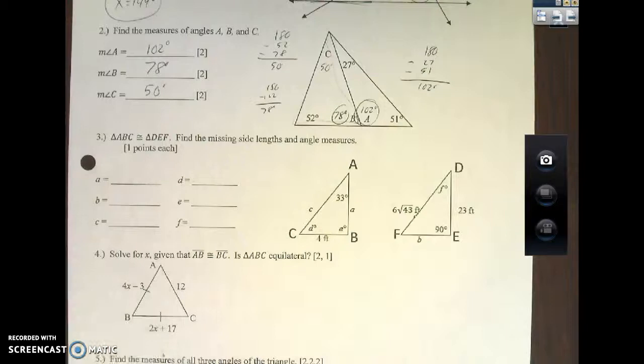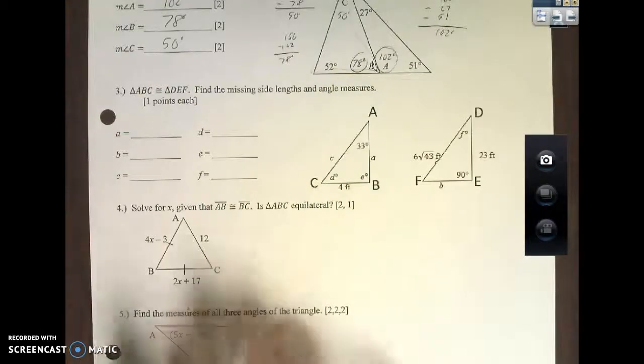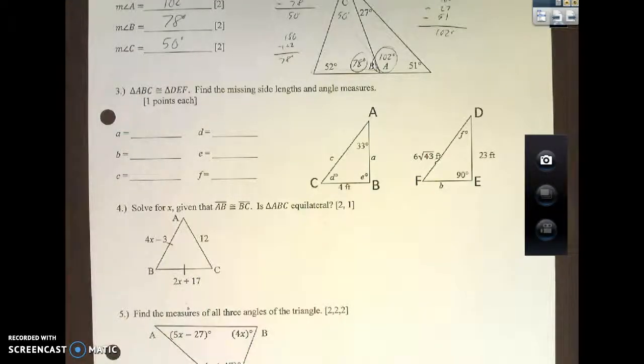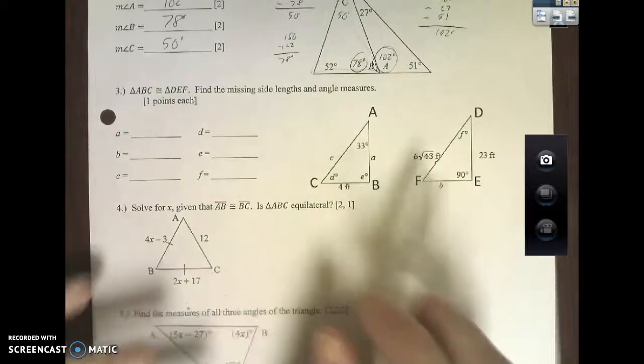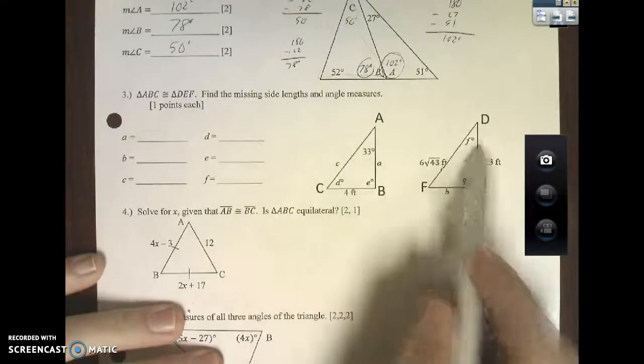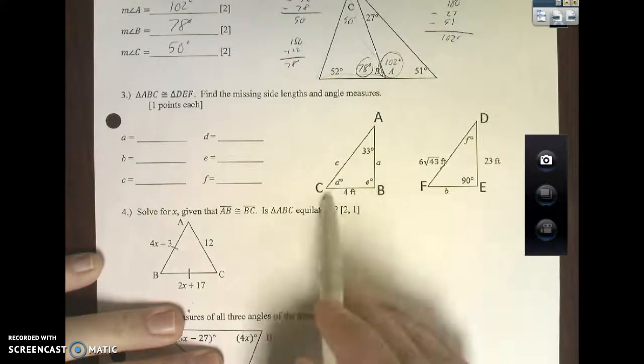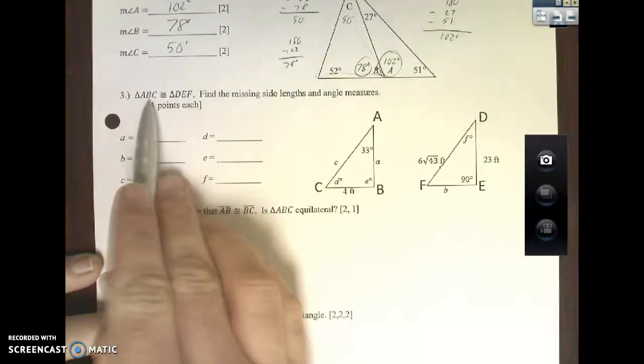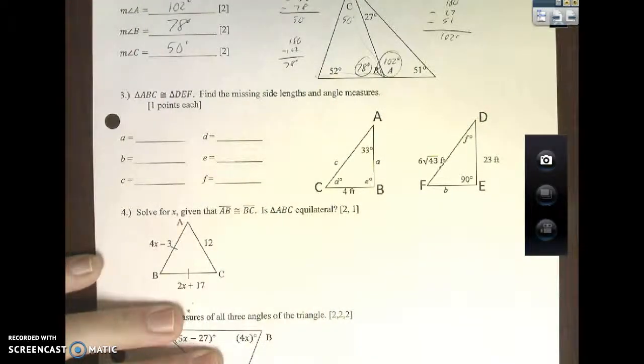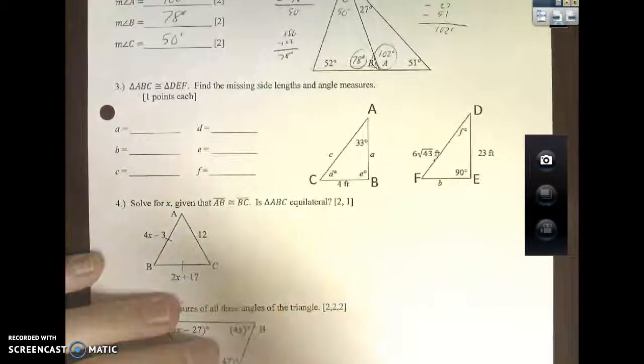Wonderful. All right, and number 3 is a congruence statement. Triangle ABC is congruent to triangle DEF. Find the missing side lengths and angle measures. So the A matches up with D, B with E, C with F, because 1 to 1, 2 to 2, 3 to 3. Okay. So now as I'm going through this, I'm looking for things that match up.